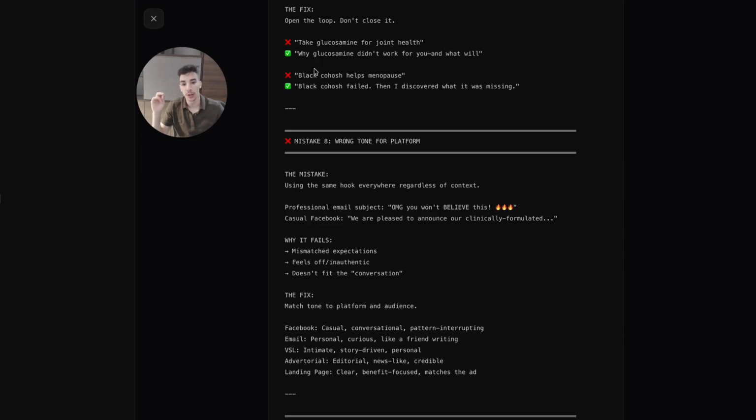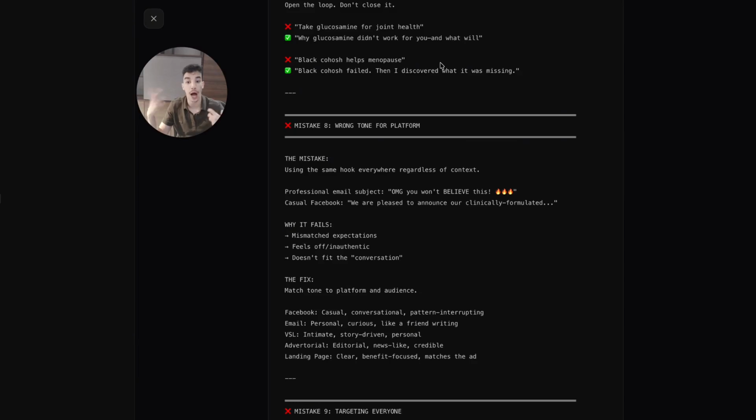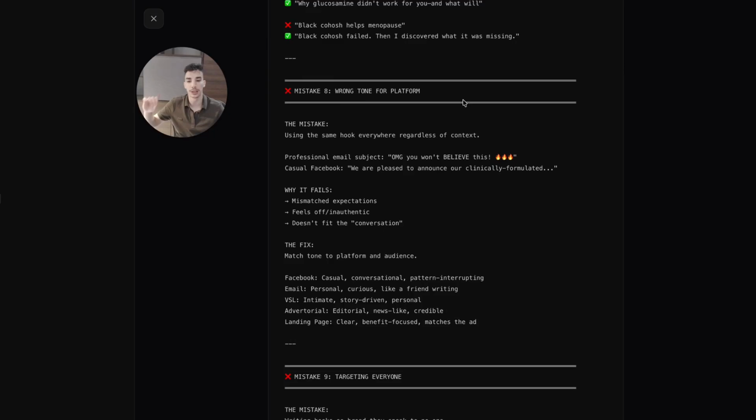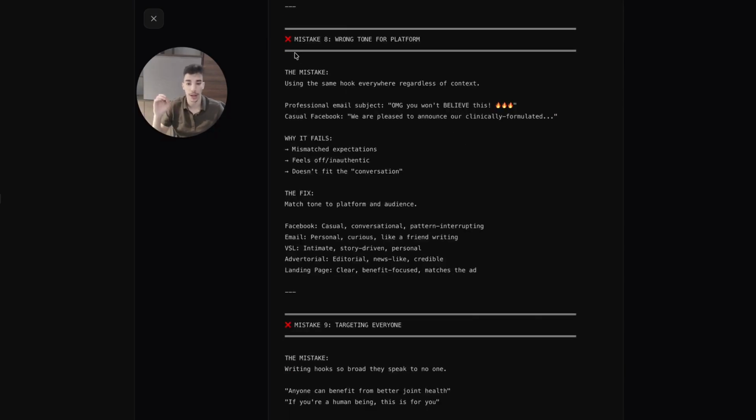Instead of saying take glucosamine for your health, say why glucosamine didn't work for you and what will. You can still talk about how glucosamine works, but create an open loop so people understand why it didn't work for me and what's going to work for me. So, instead of black cohosh helps menopause: black cohosh failed, then I discovered what I was missing, something that's going to make cohosh actually work. Mistake number 8, wrong tone for platforms.